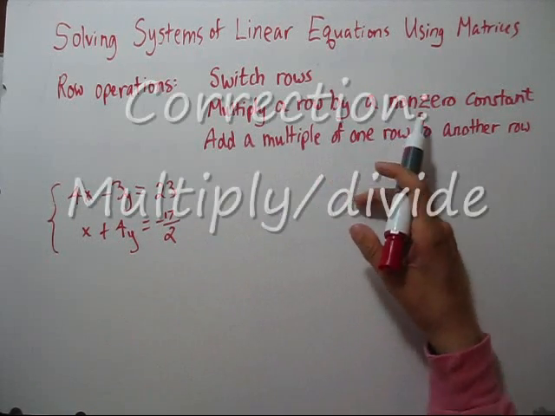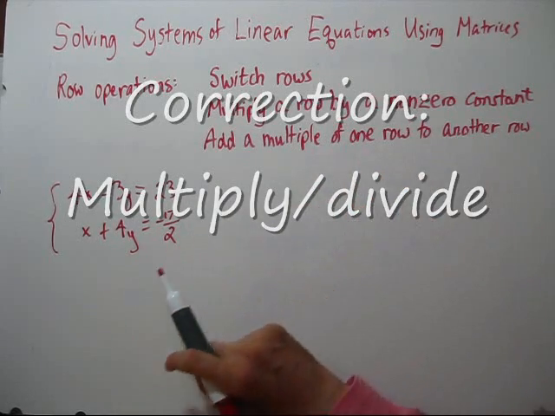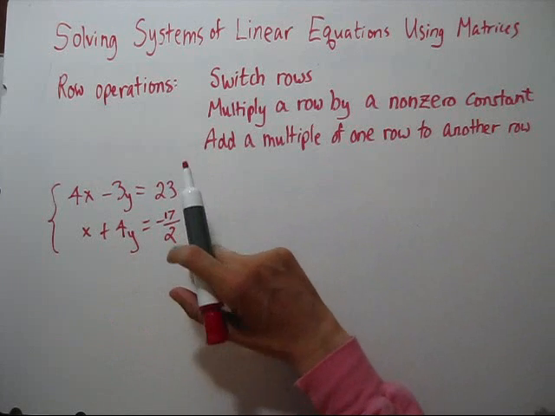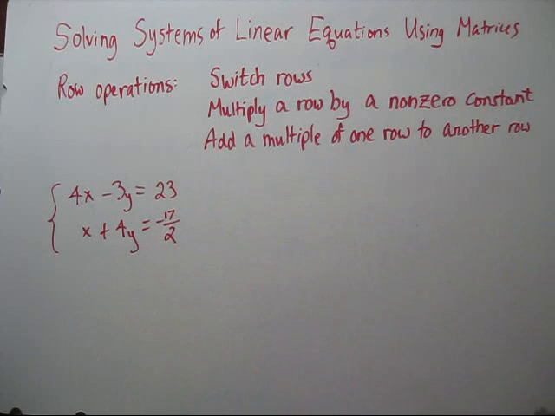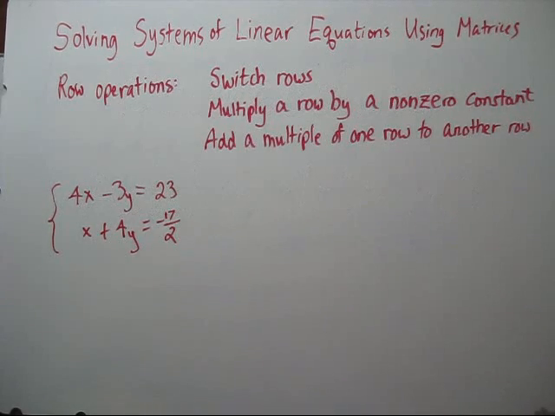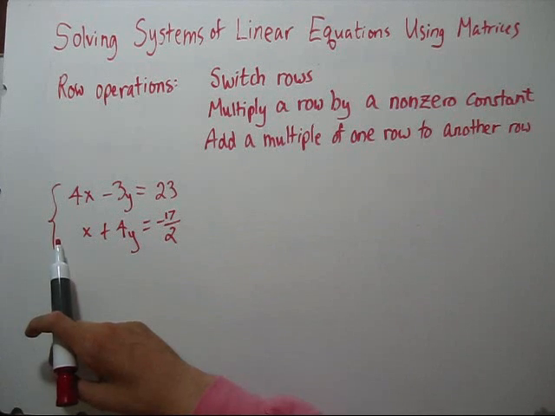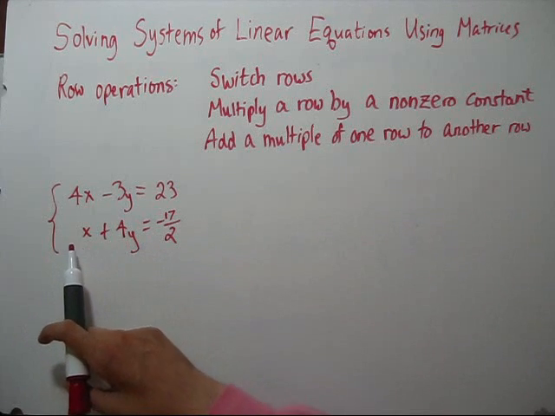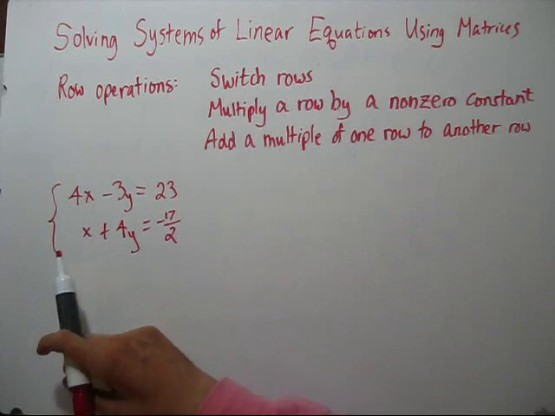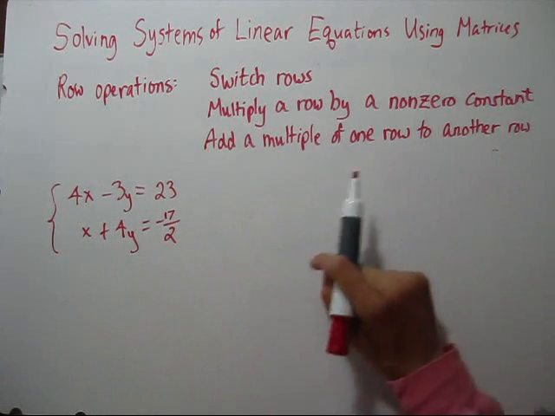We can also multiply a row by a non-zero constant. That's equivalent to multiplying both sides of an equation by a non-zero number, and that also doesn't change your solution. And adding a multiple of one row to another row, that's what happens when we've done elimination. For example, on this one, if we multiplied the second equation on both sides by -4 and then added the 2, we would have gotten rid of the x. It's the same thing happening.